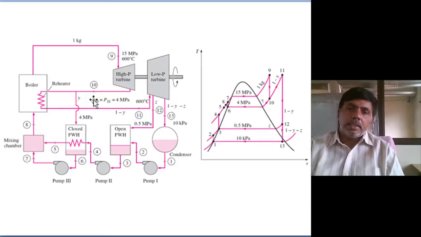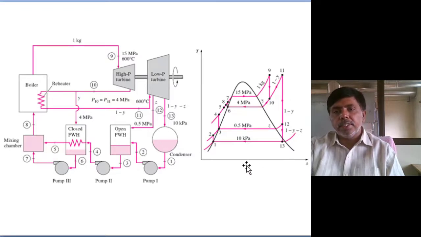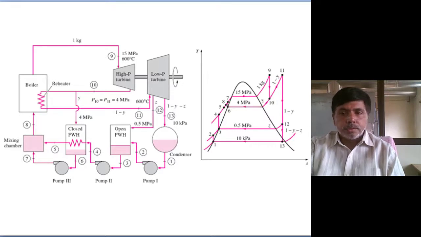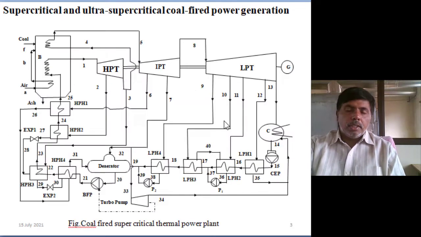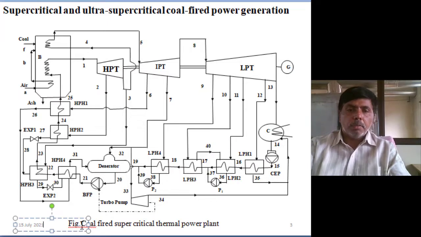This is the simple schematic view of the power plant and the TS diagram of the power plant. Two regenerations are there and one reheating is there. This is one of the supercritical thermal power plants.